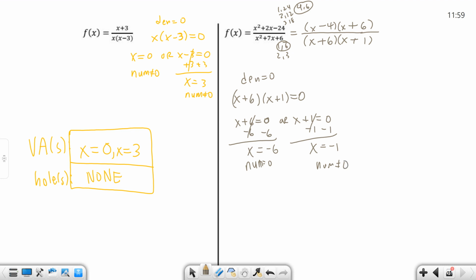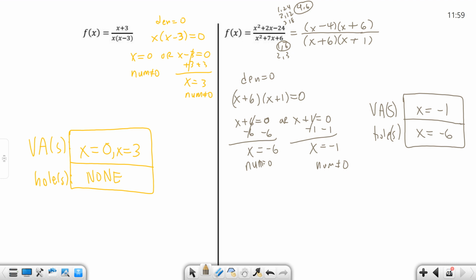So then if I have my vertical asymptotes and holes here, then we said the shared factor was x plus 6, so what came from that? X equals negative 6, and that is my hole, and then my vertical asymptote is x equals negative 1, because that makes the denominator 0, but not the numerator. So that had one vertical asymptote and one hole.